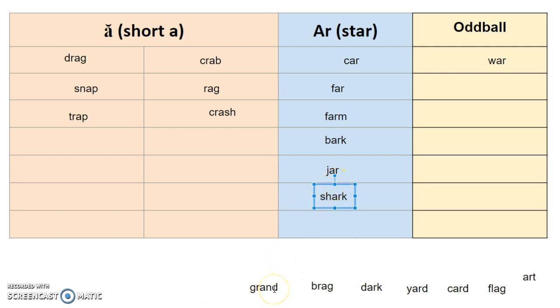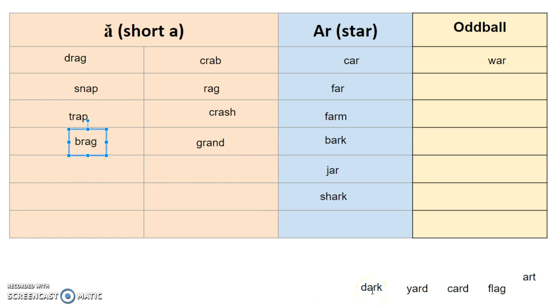A-R. Grand. Grand is short A. Good job. Brag. Like I wanted to brag how great I did. Right? It says apple. This goes to short A.